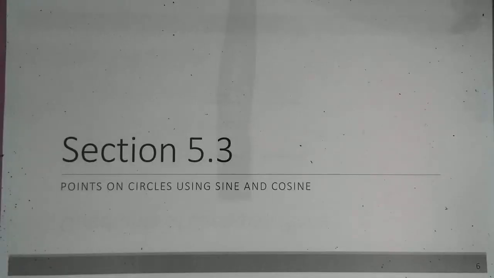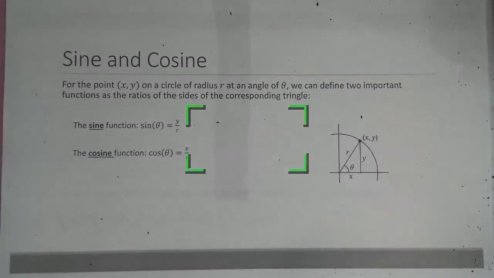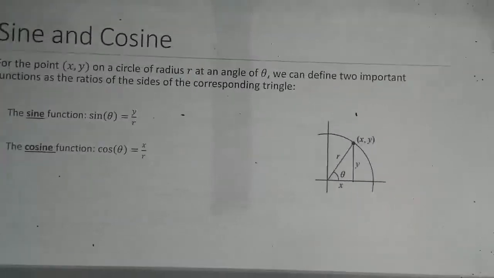In this video, we're going to be taking a look at section 5.3, which covers points on circles using sine and cosine. So we're going to talk about sine and cosine first. For a point (x, y) on a circle of radius r at an angle of theta, we can define two important functions as the ratios of the sides of the corresponding triangle. So let's take a look at this picture.